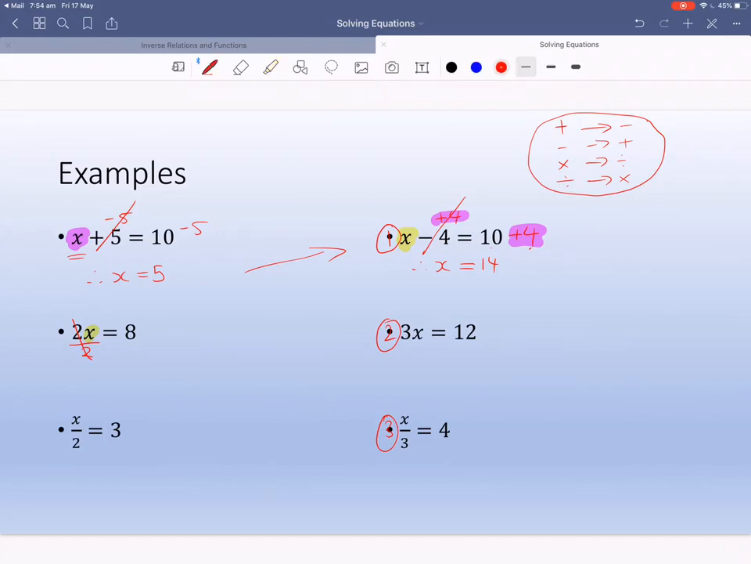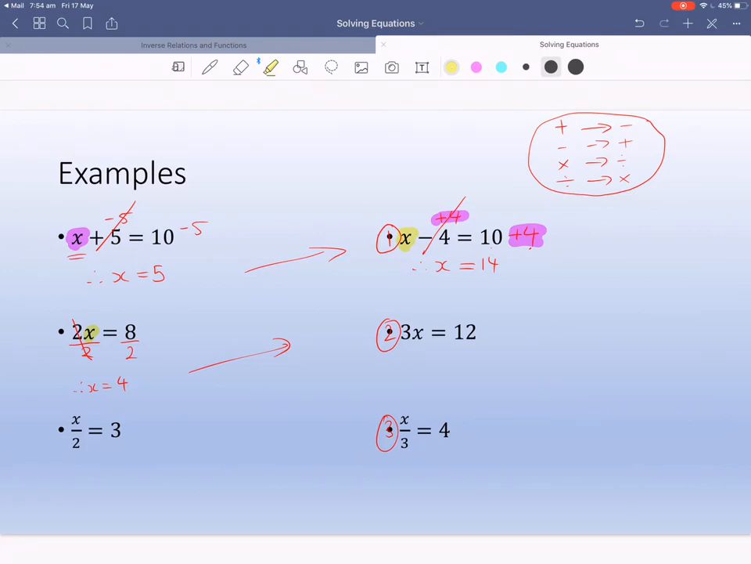What I do to this side, I have to divide by 2 as well. Now I'm at the answer. Therefore, x equals 8 divided by 2, or half of 8, which is 4. Go off and do your question. I'm going to give you time to do it.